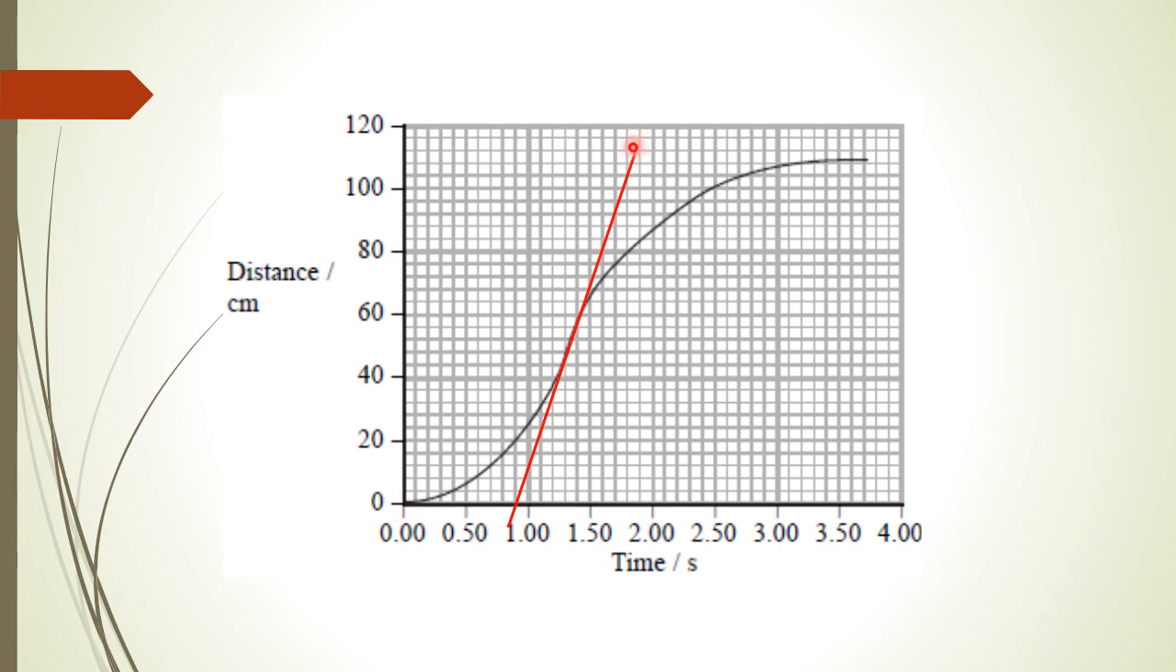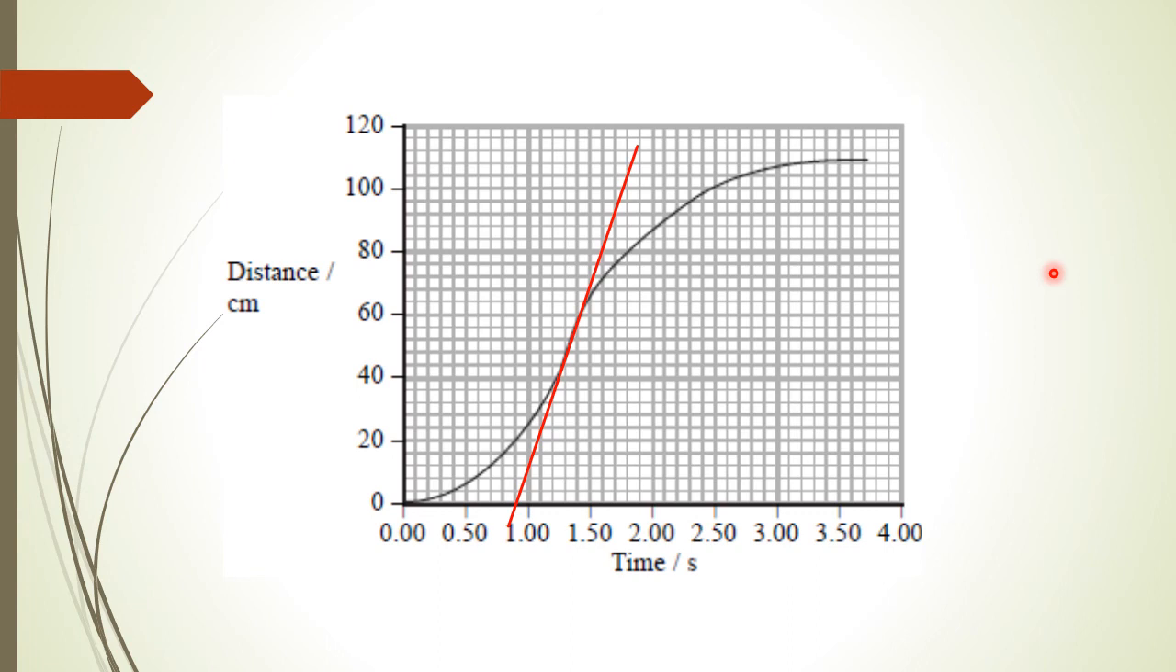From here you can take y2, and this y1 you can take as 0, and x1 you can take this value, and this value you can take as x2. Then you can use the equation y2 minus y1 divided by x2 minus x1 to find the gradient. That gradient will be the speed. Here this is the maximum gradient, so that will be the maximum speed.